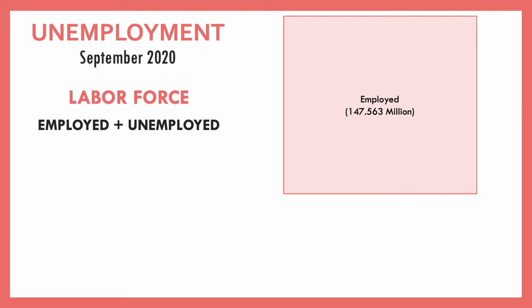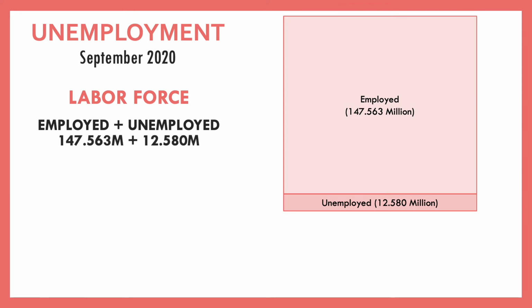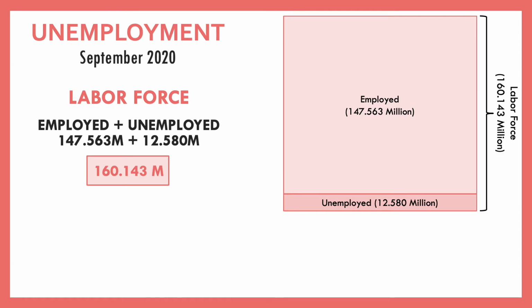Now, what was the number of people that were unemployed? Well, in September, it was 12.58 million people. So these two together, when we add them up, it comes up with our labor force. And when we add those up, we get 160.143 million. So that means that our labor force, these two boxes together, was comprised of 160 million people.